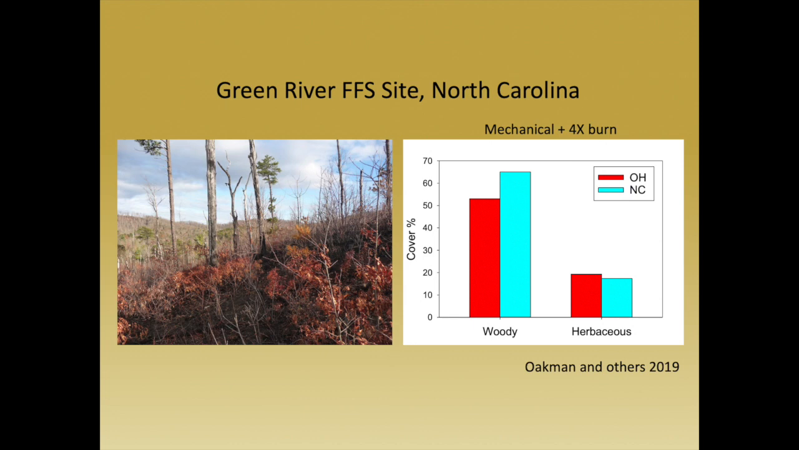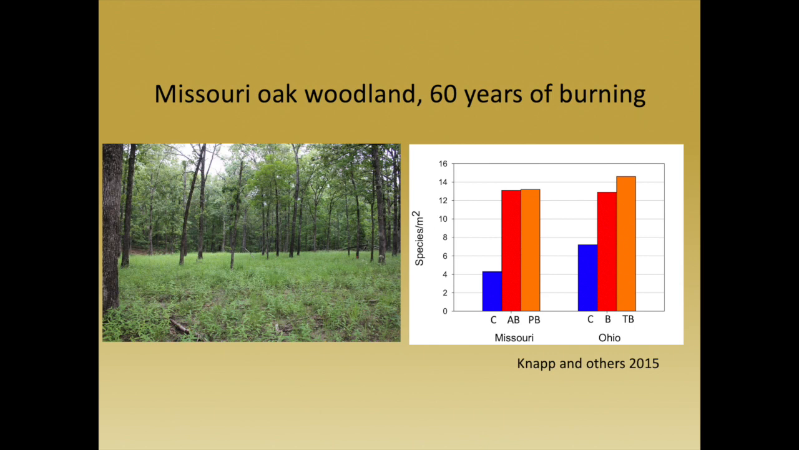The herbaceous cover was maxed out at about 20%, so very similar between our two sites. There's a really long-term study in the Missouri oak woodlands that Ben Knapp reported on several years ago, where they had annual burning on smaller plots, so there wasn't high fire intensity, but for 60 years, or they had periodic burning every 4 years for 60 years, and Ben looked at the herbaceous diversity at the end of that period.